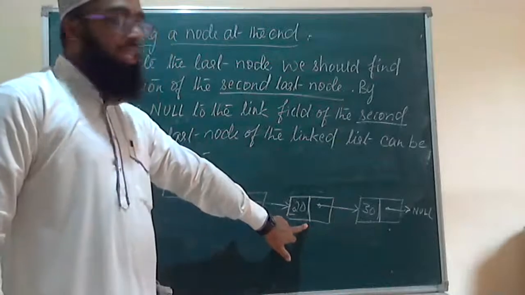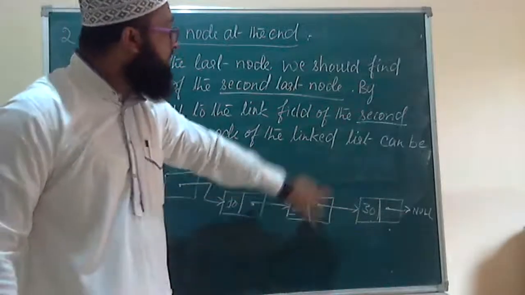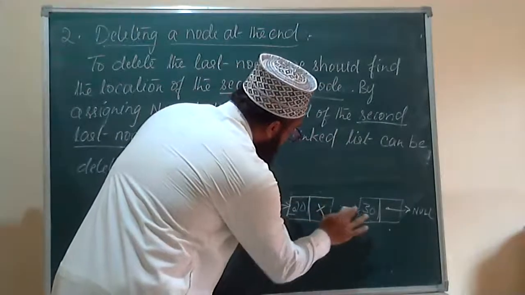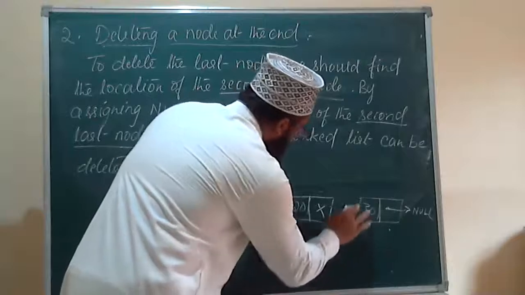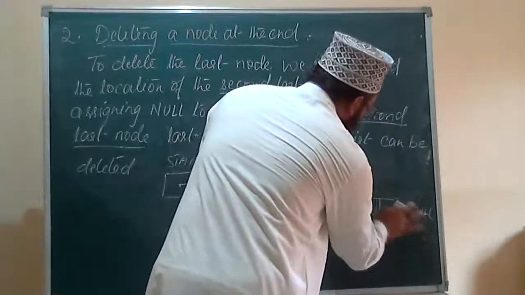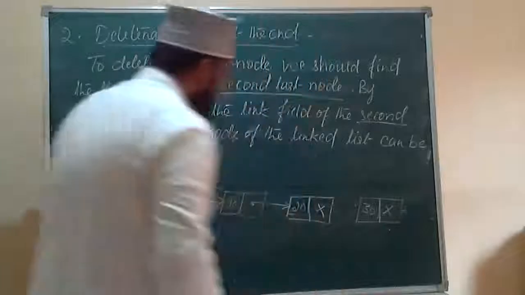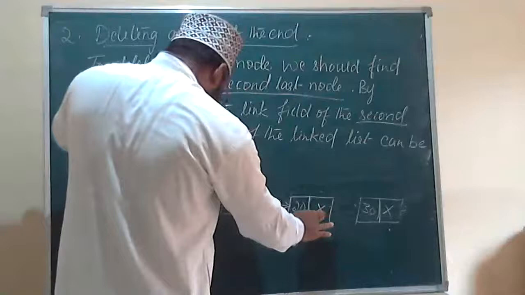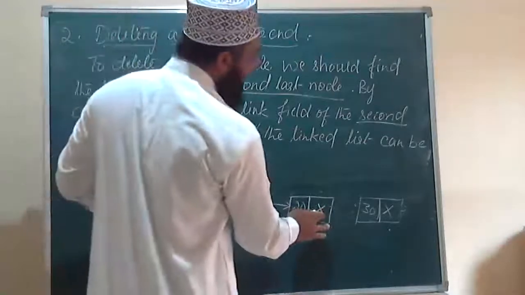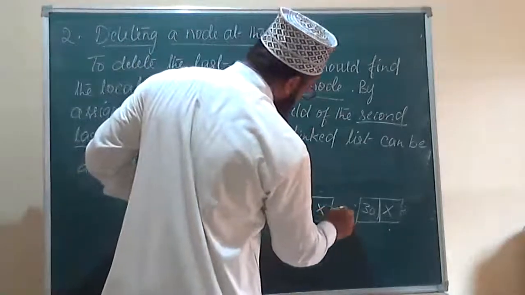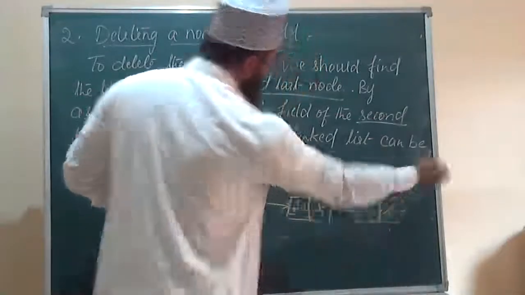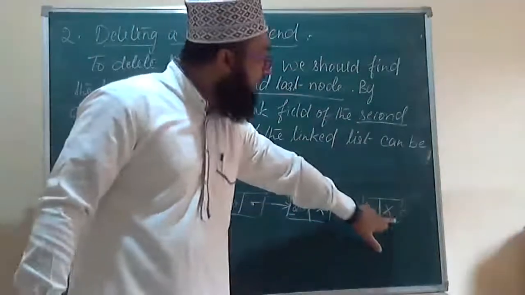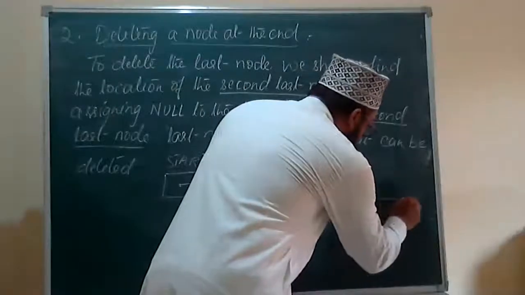Then by assigning the link field of the second last node to null, we will assign this link field as null. Then at that time, what will happen? This last node will be deleted. If we assign null here, the null pointer is going to change.